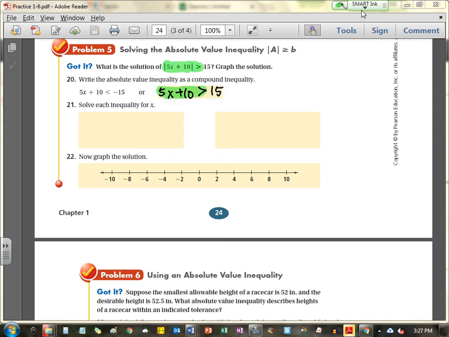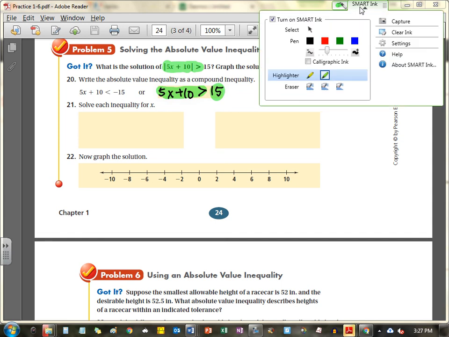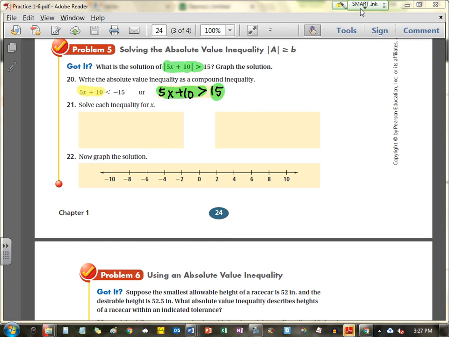And then I just wrote positive 15. But for the other one, you'll notice it's a little different. I didn't write 5x plus 10 is greater. I wrote 5x plus 10 is less. And then I used a negative 15 here. So if you preserve the greater, then preserve the 15. But if you deny the greater, if you break down the greater and turn it into a less, make sure you use a negative 15.